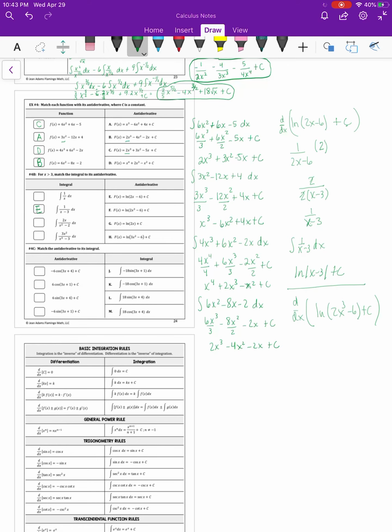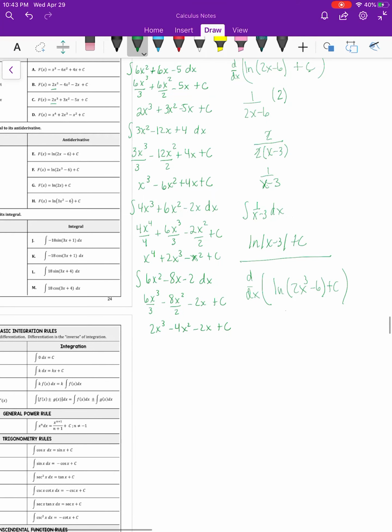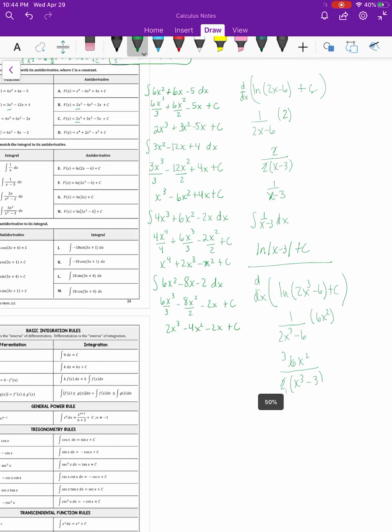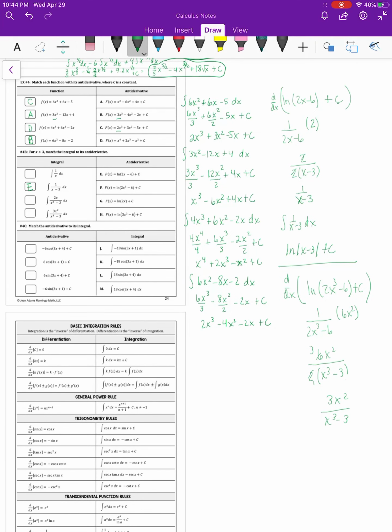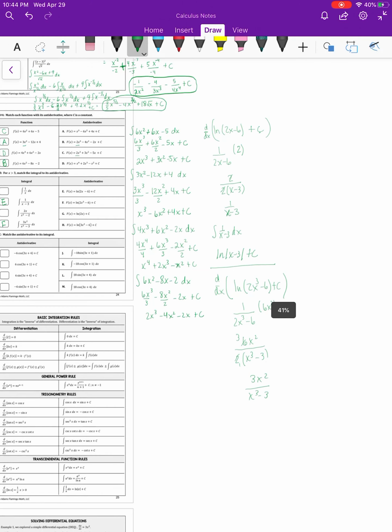Let's look at taking the derivative of ln 2x cubed minus 6 plus c. So this is going to be 1 over 2x cubed minus 6, and then times the derivative of 2x cubed minus 6, which would be 6x squared. So I have 6x squared over 2x cubed minus 6. I'm going to pull the 2 out. Divide by 2, I get 1. Divide by 2, I get 3. And this one's going to give me 3x squared over x cubed minus 3. So that's this one.